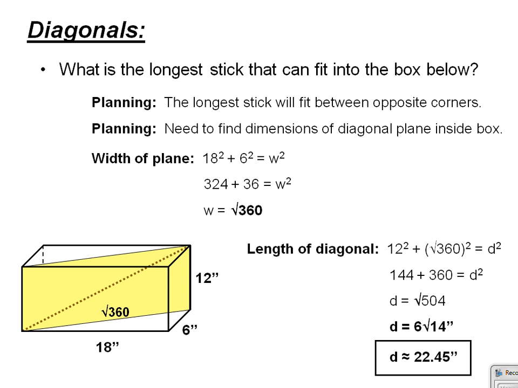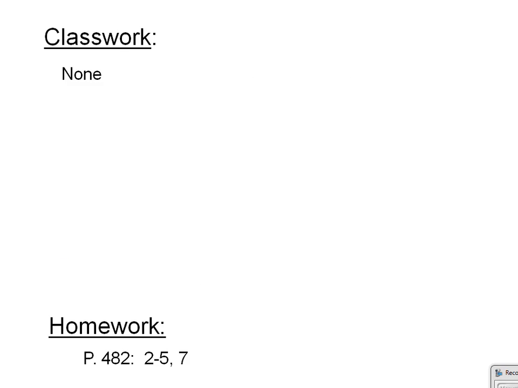However, since this is an actual story problem where simplified square root answers don't give us the details we need, let's go and calculate a rounded answer. So rounded to the nearest hundredths place, D will have to equal 22.45. So the longest stick that could fit within this box will be 22.45 inches. This concludes today's lesson.